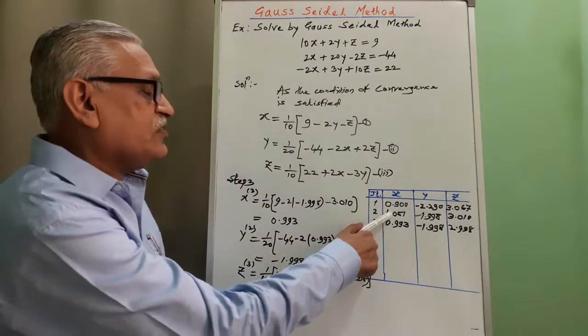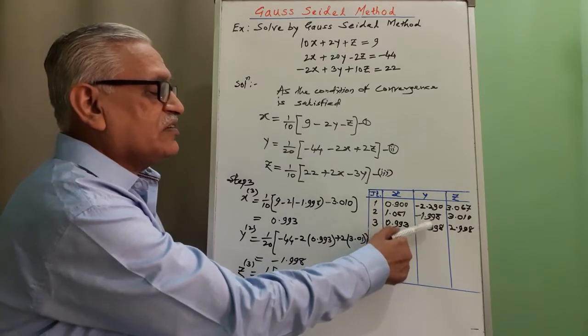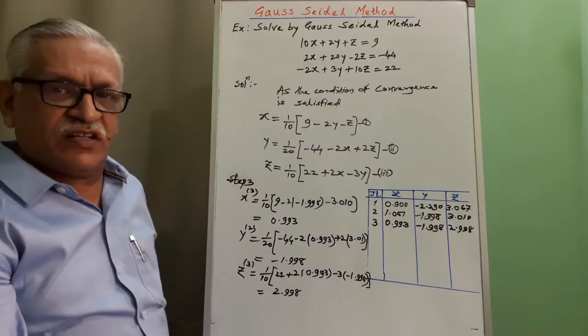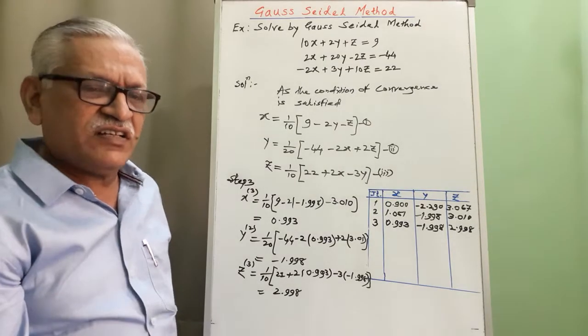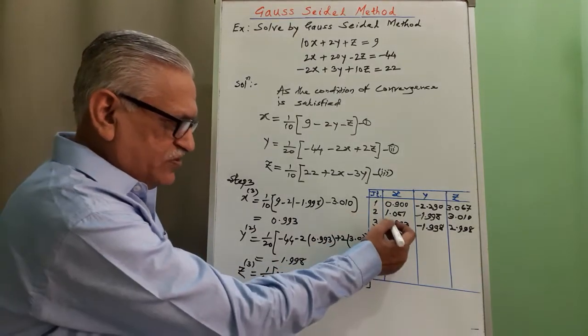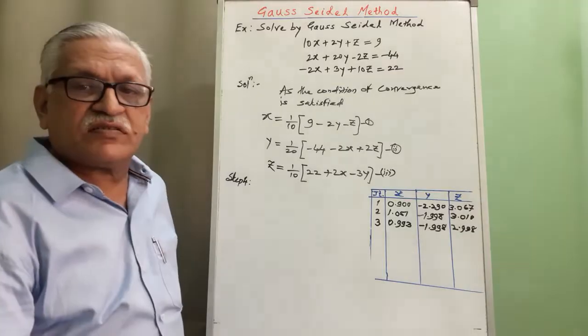Once again, if you observe, these two values are not equal. The value of z is not equal. If the values are exactly equal or nearly the same, then we have to stop the iterative procedure. As the values of x are not equal, we go to step number 4.